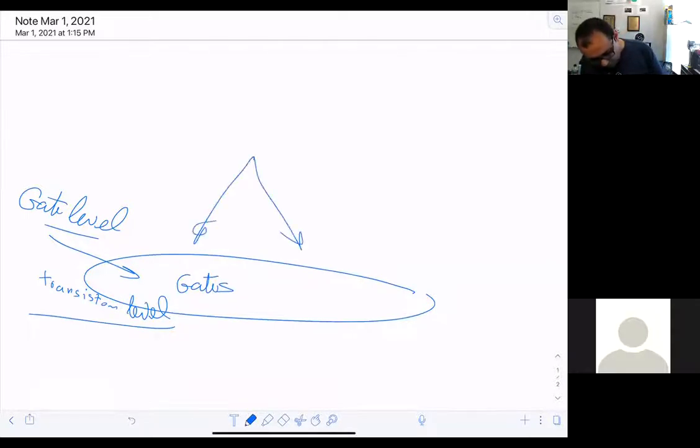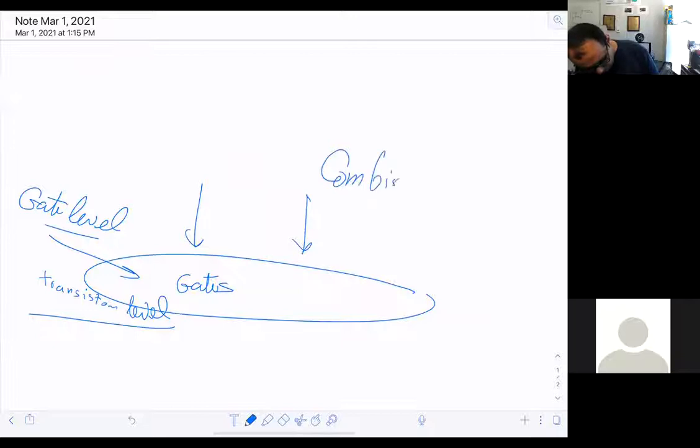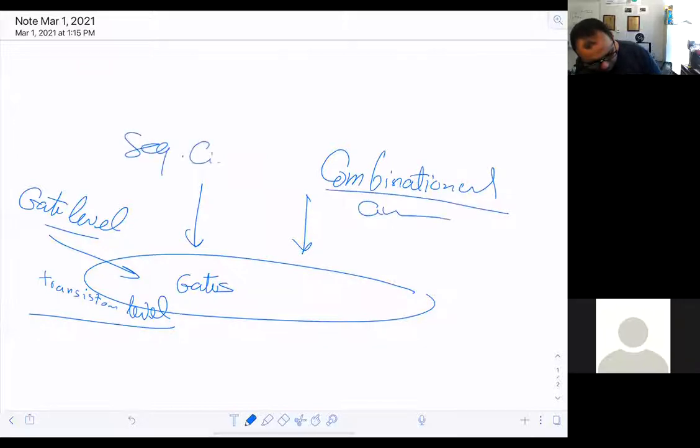One is called, two things. That's not the right thing. Two things, which are basically combinational circuit, and this is sequential circuit. What is combinational? What is sequential? So combinational and sequential are elements in reality. They are built using gate level, a bunch of gates.